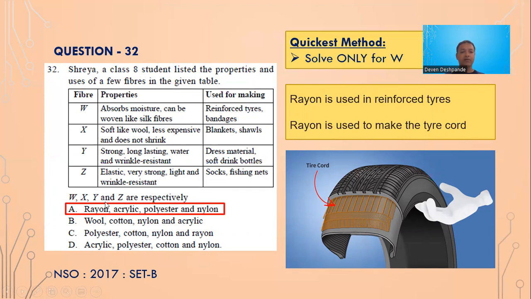So which fiber is that? Rayon, isn't it? Rayon is used in tire cords. So tire cord is the central part of the tire. It is the central fabric part of the tire, which is made from rayon, because rayon is very rough and tough, isn't it? It is an artificial fiber. So it is used for reinforcing tires.